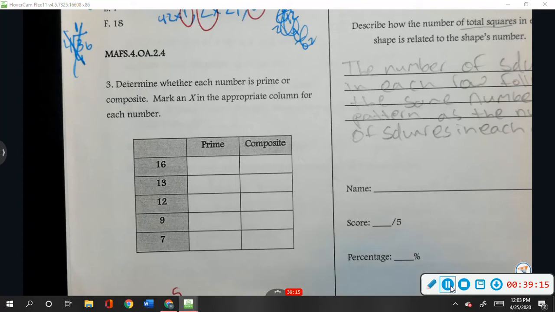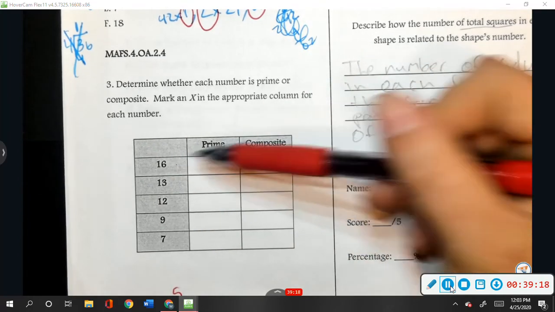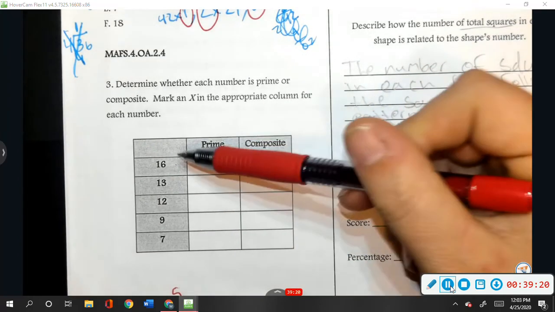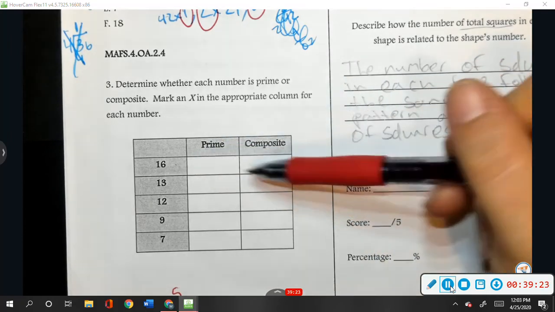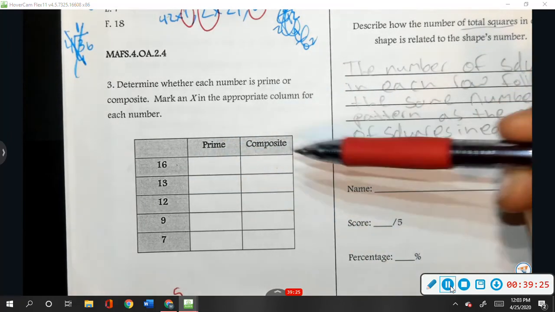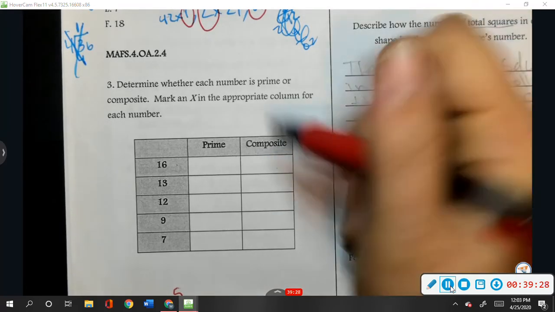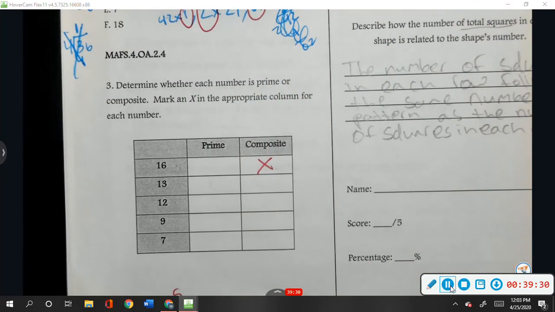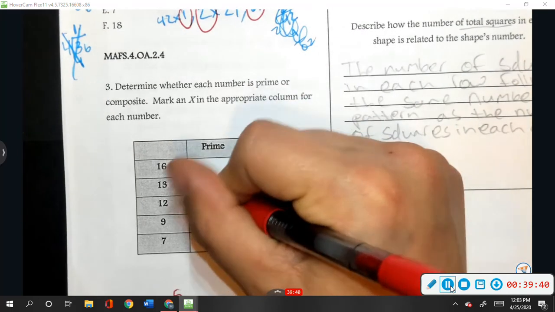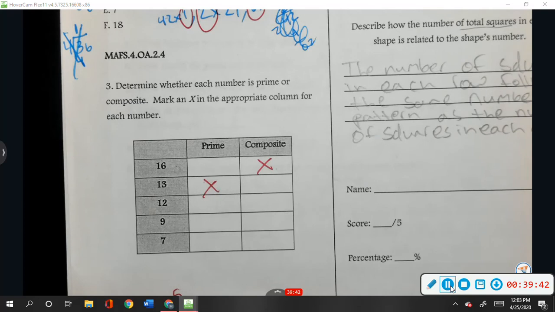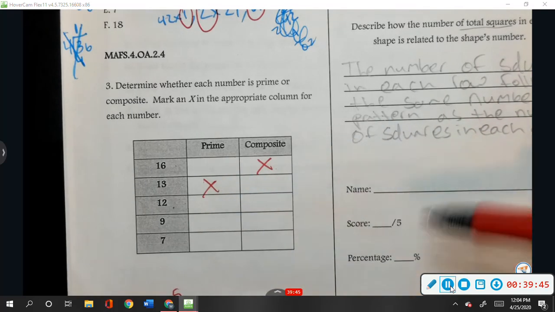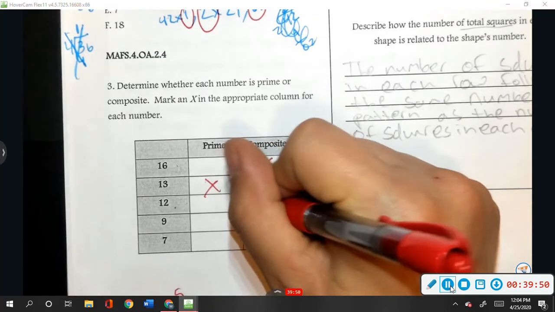So let's think about 16. Is 16 prime or composite? What can we multiply to get 16? 16 times 1, and then 2 times 8, and then 4 times 4. So that's going to be more than one factor pair, so it's going to be composite. 13. We have 13 times 1, but can we multiply any other factors to get 13? No. So that's going to be prime. 12. We have 12 times 1, 2 times 6, and 3 times 4. So that's going to be composite.